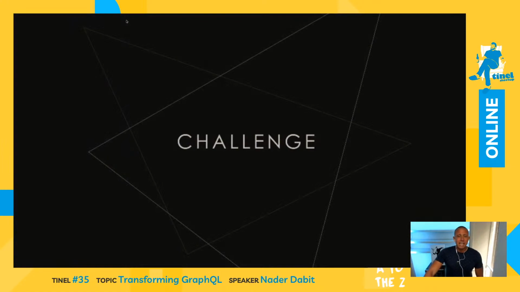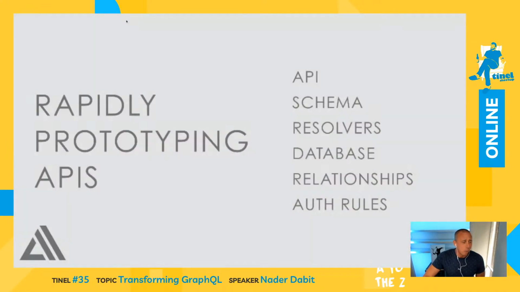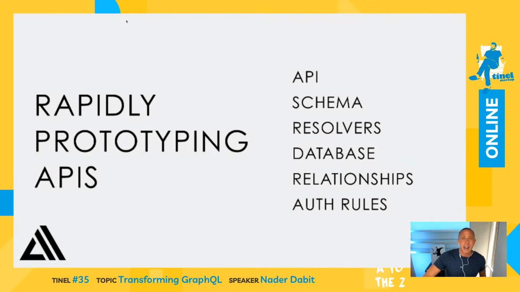So that's kind of the intro. But for this talk, I'm going to propose that we build out an API that has all the schema we would need for some type of API. We also want the resolvers to be mapped out based on that schema. We want the databases, so we'll probably create a couple databases.